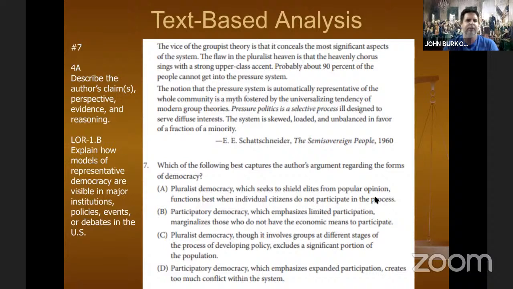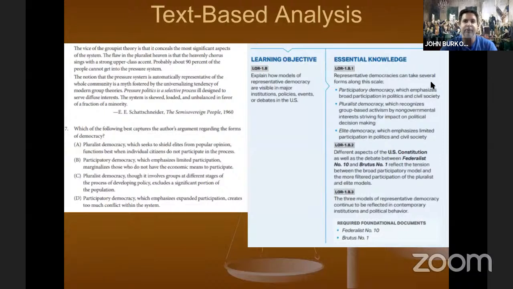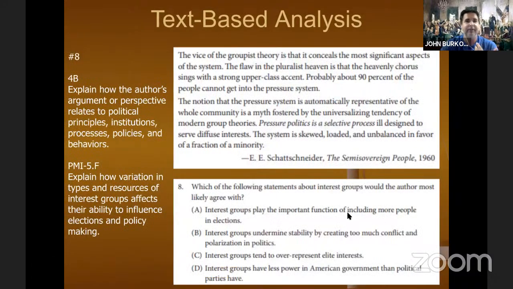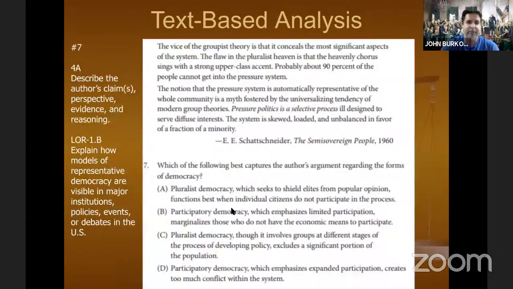All right, so let's see. B: participatory democracy, which emphasizes limited participation. Whoa. Because if you go back to here, it even says participatory democracy, which emphasizes broad participation. They're even trying to go opposite here. So that's why I'm telling you that the CED is a key element here.